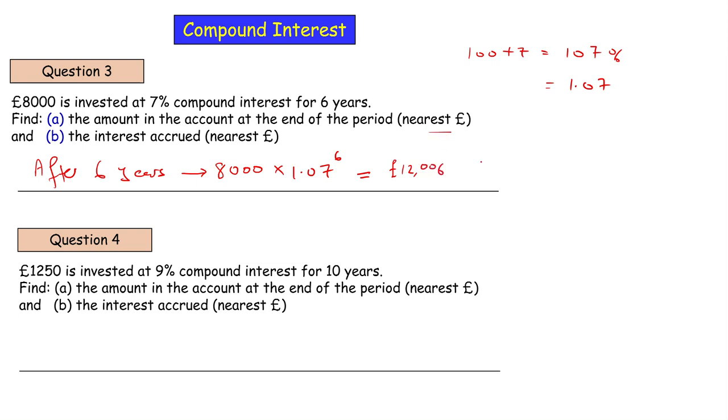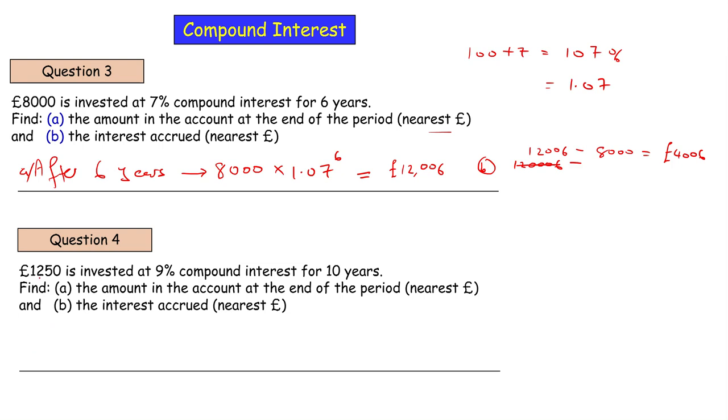To the nearest pound. That's part A. We've got to find part B, the interest accrued. So part B is going to be 12,006, take away 8,000. That gives us £4,006 interest. And question 4, if you haven't done it yet, hit pause, do it. And when you're ready, hit play again.